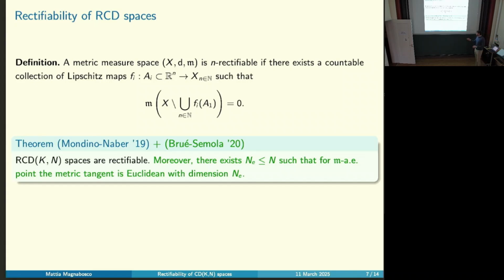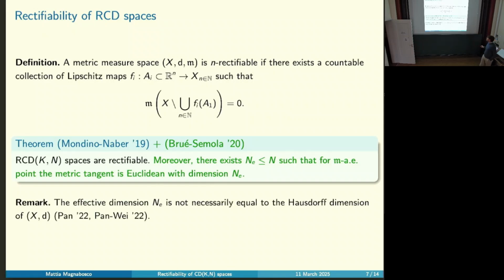So even if you don't know exactly what a metric tangent is, the point is that an RCD space looks like a Euclidean space of dimension n_E at almost every point. So the dimension is really constant throughout the space. Okay? So indeed, this result is called constancy of dimension.